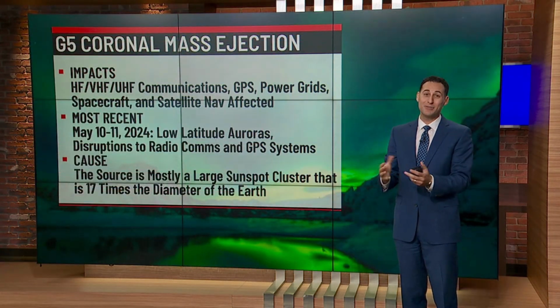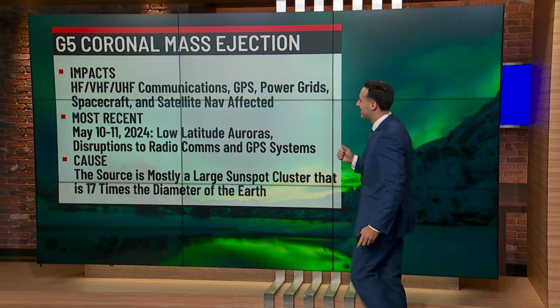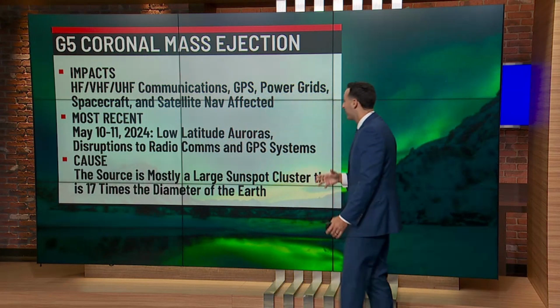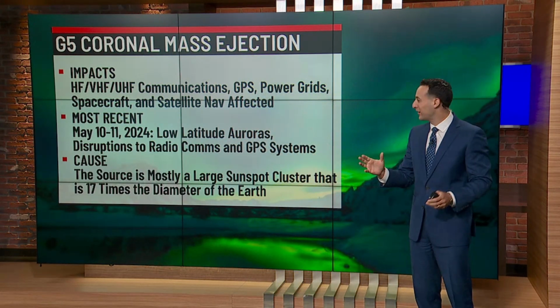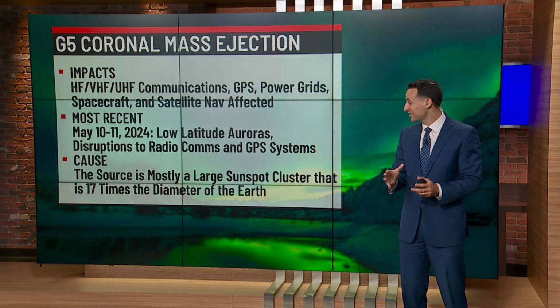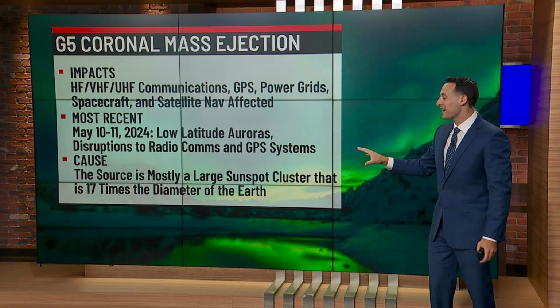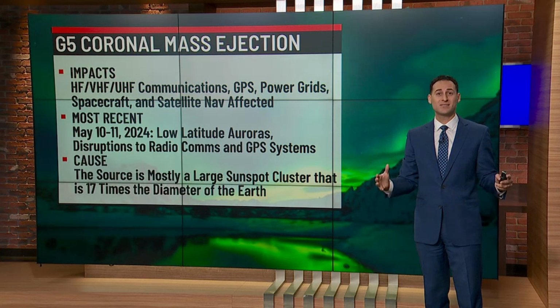And this happens every now and then, not very common, but most recently, it happened last year, May 10th through 11th in 2024. There were low-latitude auroras, but fortunately, there wasn't any power grid failure. There were disruptions to radio comms and GPS systems, and the likely cause of this? A large sunspot cluster that's 17 times the diameter of Earth. We're talking about a massive scale here.